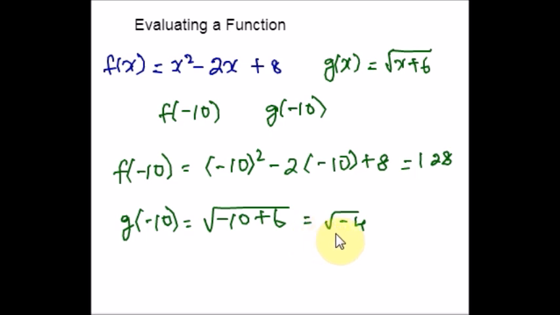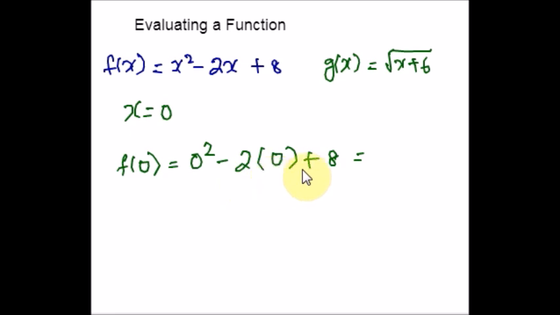Okay. Now let me take another example. For the same set of equations, I'm going to take 0 as x value. Let's see how to evaluate that. So 0 square minus 2 times 0 plus 8. So that will give you 8. Again, don't forget that this is not multiplication. For some reason, students like to think of this one as multiplication and get an answer of 0. So please be careful with these types of problems.